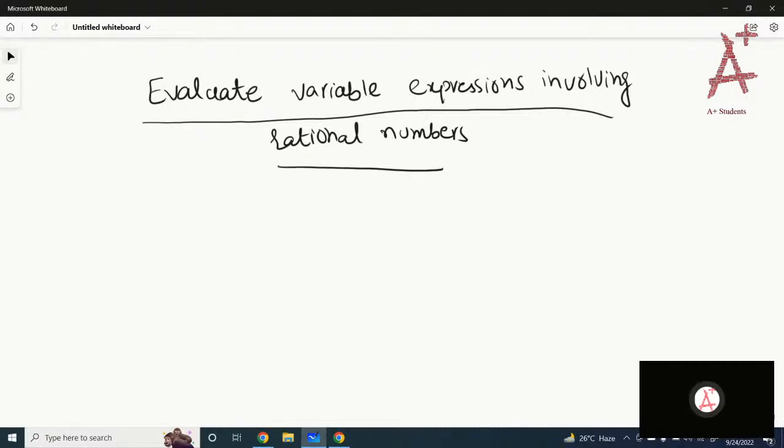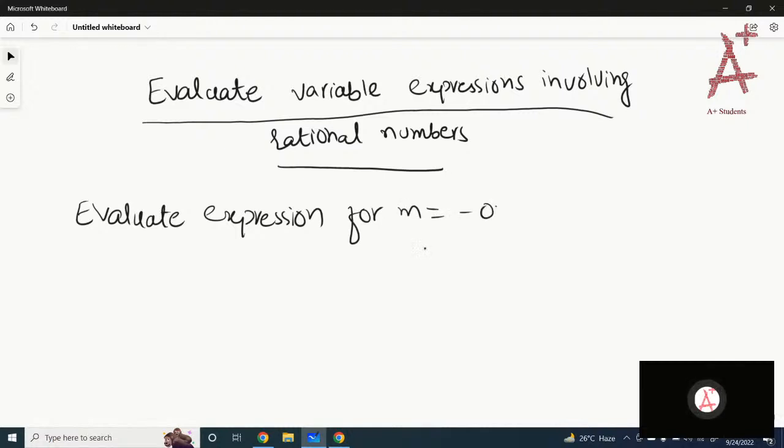Okay, the first one is, let's start with examples. Evaluate the expression for m equals negative 0.4 and n equals 10, and the expression given is mn. So mn means they are multiplying. So just do m times n.